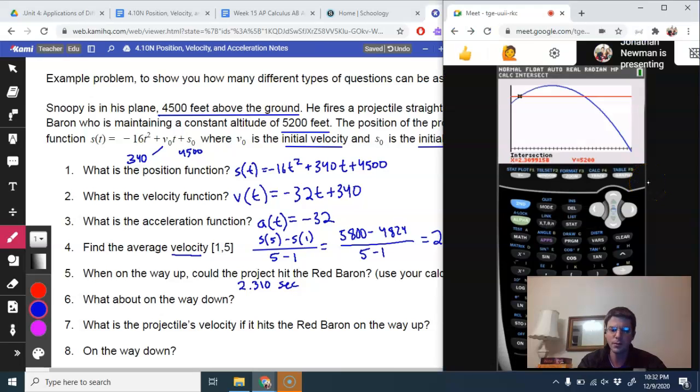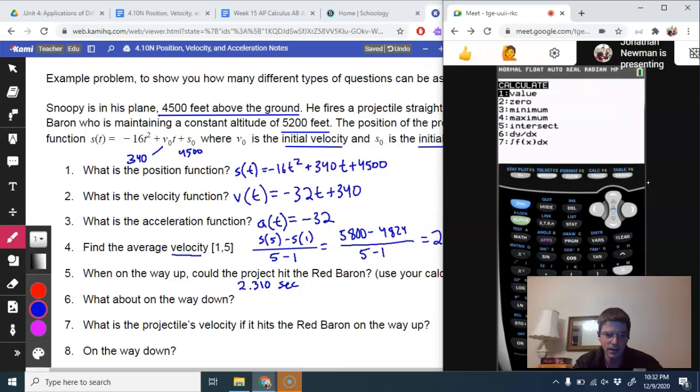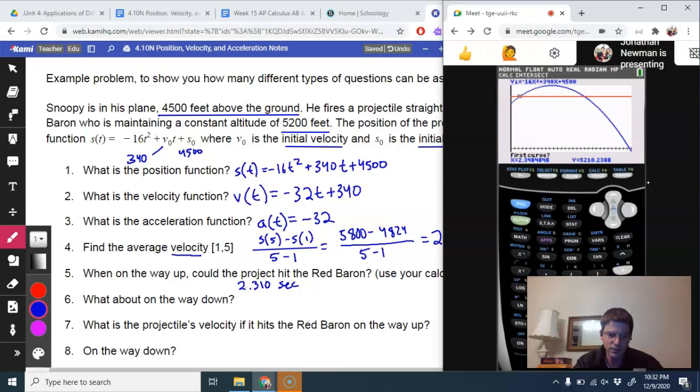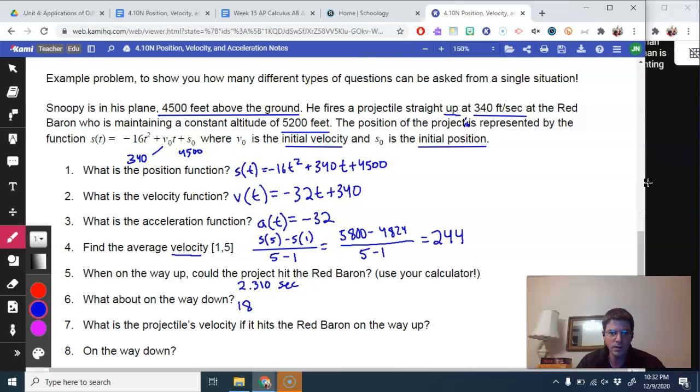Well, on the way down, that's the other side. So second, calculate the intersection. Again, there's the first curve. Yes, that's the second curve. And my guess, I'm not going to take a whole lot of time. I'm just going to guess about 20. And who knows, it's 18.940. So it's pretty close. But again, you just kind of have to get in the area. So instead of holding down the button, that speeds it up a whole bunch, right? 18.940 seconds, okay?